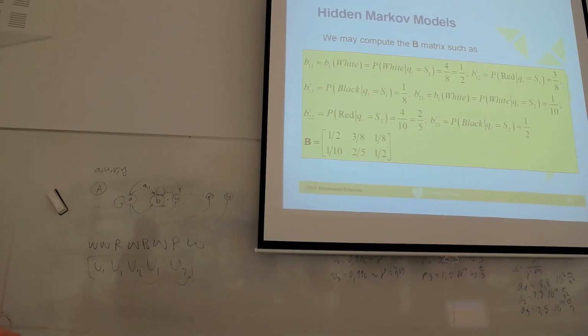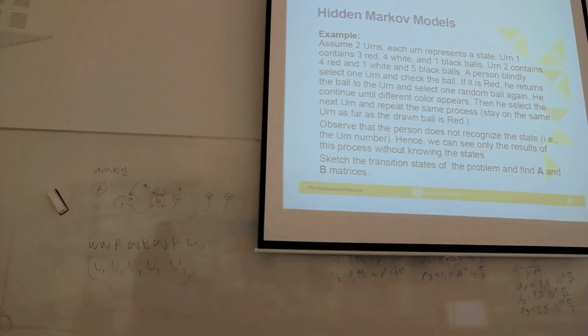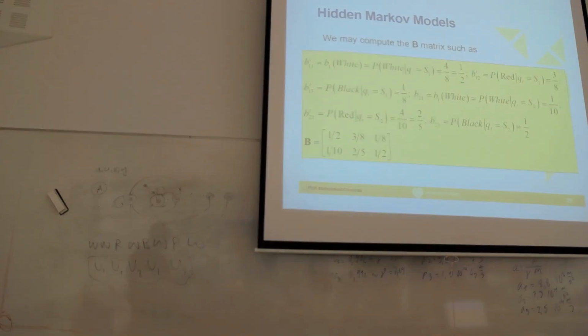Okay, now we build matrix B. Matrix B, B11. What does B11 mean? It means the probability that you will get white if you are at state 1. Let us check. In state 1, how many white balls? We have 4. The total number of balls is 8. So simply it is 4 divided by 8. Next, what is the probability that you will get the red color given that you were in state 1? It is simply like that.